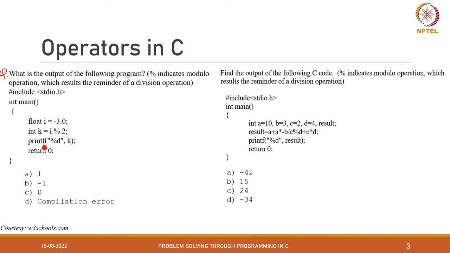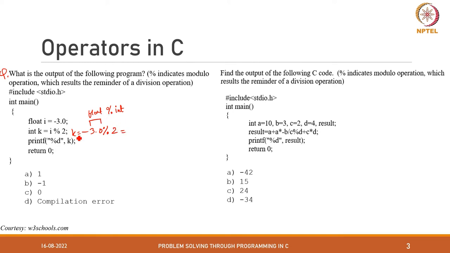Now we are printing this k. So what should be the answer here? That is, we are basically doing minus 3.0 percentage 2. So the options are mentioned here. You can probably try to answer them. We have a float variable which is I, and then we have an int variable which is k, and we are assigning it I percentage 2. That is, we are trying to do a modulo operation between a float and an integer.